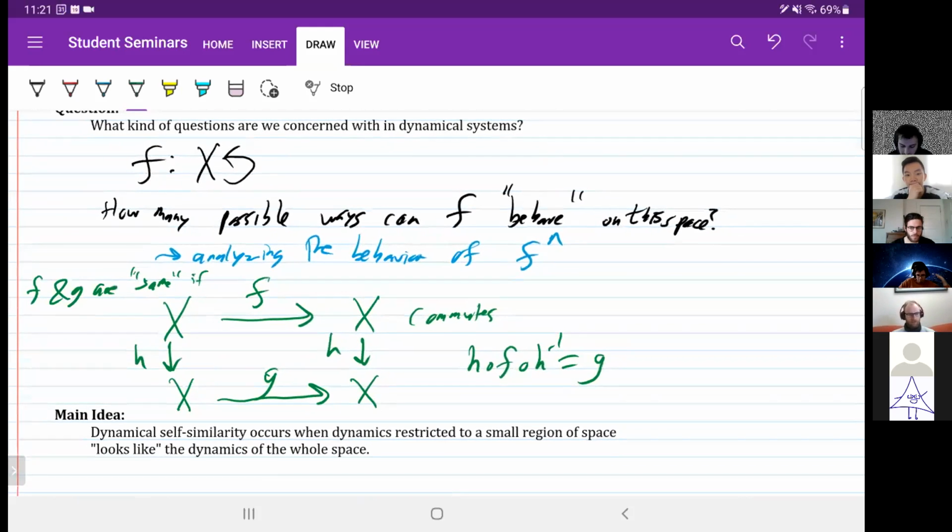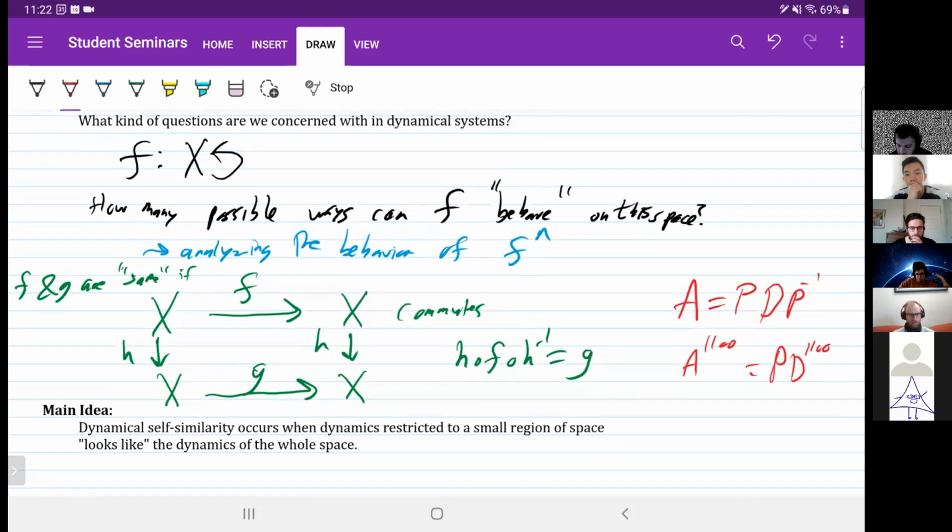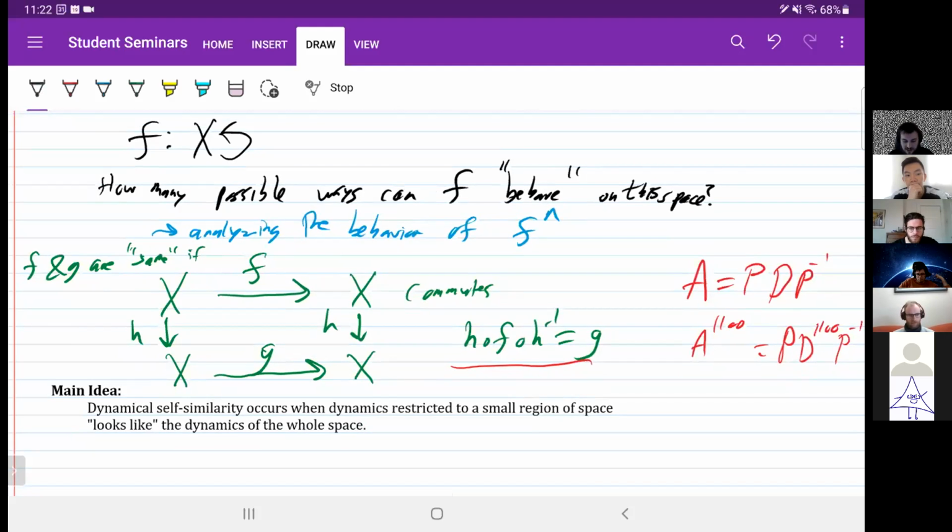You should think by analogy, if you're not familiar, of when you diagonalize a matrix, A equals P D P inverse. If you understand this, you immediately understand all powers of A as all powers of D. It's the same thing with commutation. Once you understand a commutation relationship, it holds for all powers. It tells you that the way that F is acting is the same as the way that G is acting. So a big problem in dynamics is how we can classify things up to conjugacy by some map H.